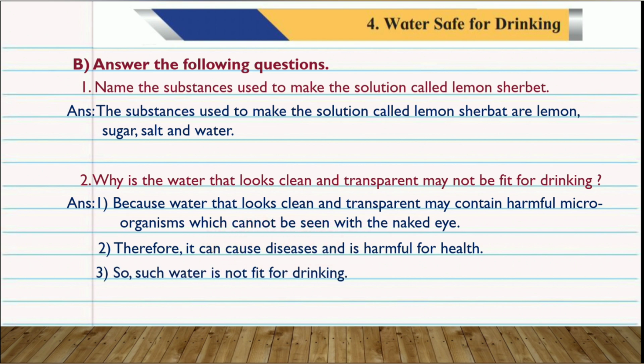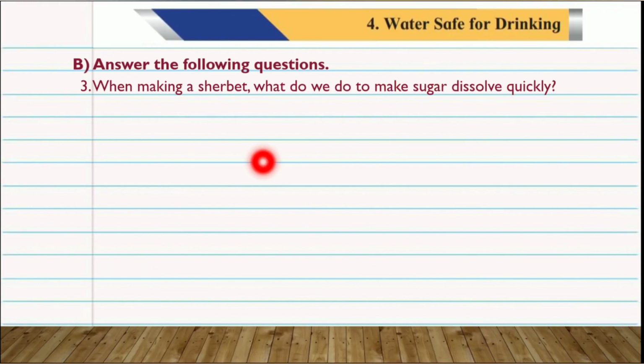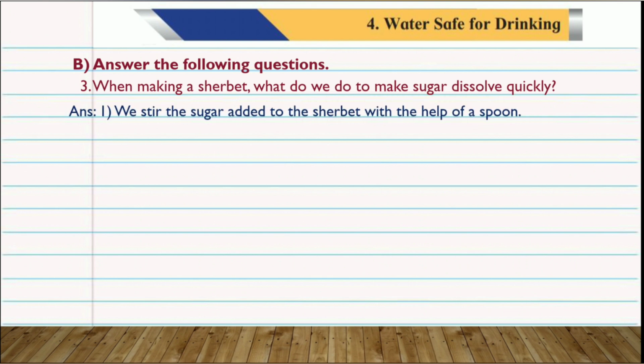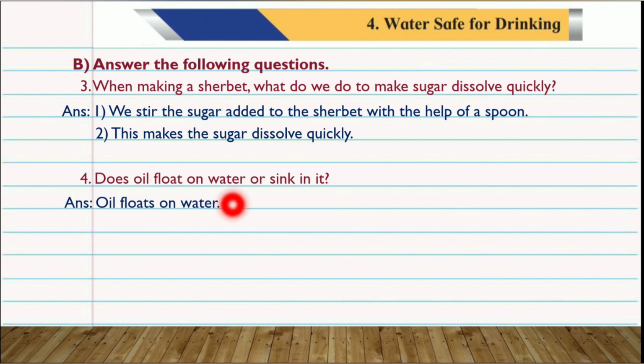Next, question number 3: when making a sharbat, what do we do to make sugar dissolve quickly? And the answer is, we stir the sugar added to the sharbat with the help of a spoon, and this makes the sugar dissolve quickly. Next question: does oil float on water or sink in it? And the answer is, oil floats on water.